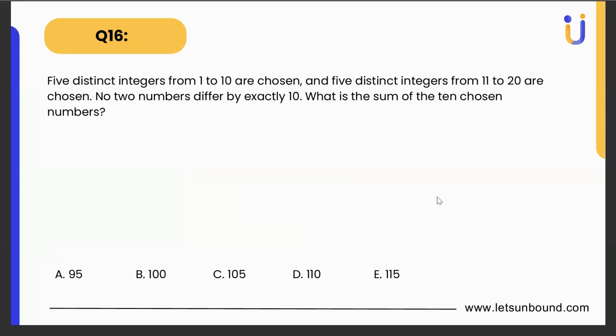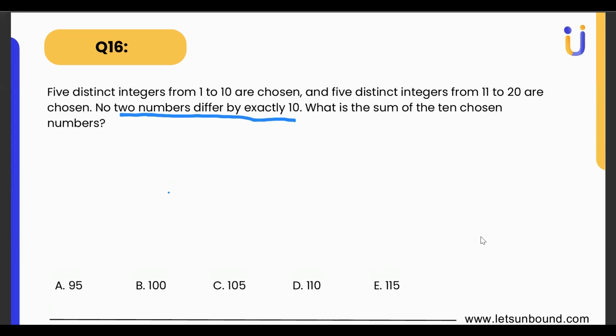The question says five distinct integers from 1 to 10 are chosen, and five distinct integers from 11 to 20 are chosen. No two numbers differ exactly by 10. Now, this is something to note down: two numbers will not differ exactly by 10. So we have to make sure that we choose numbers in such a manner. For example, if I have chosen 3, I cannot choose 13 because then they differ by 10. What is the sum of the 10 chosen numbers?